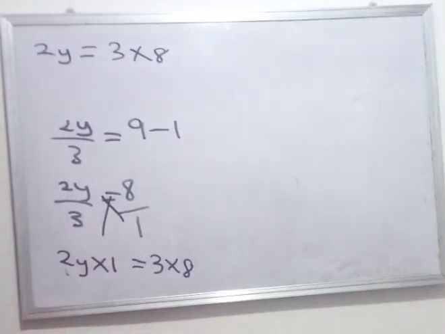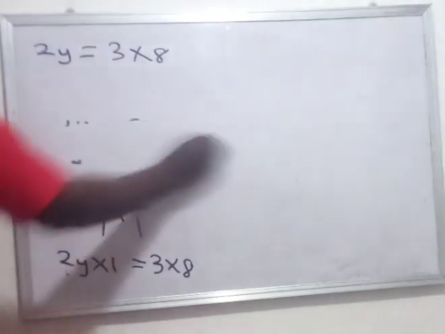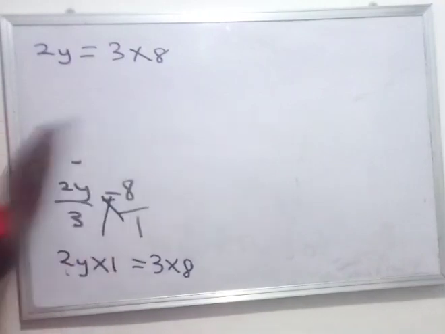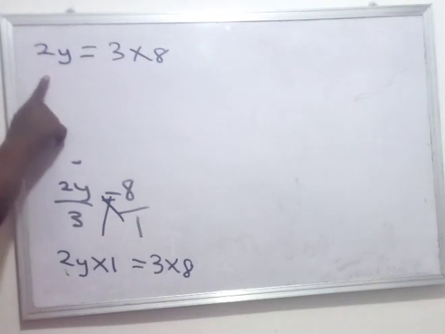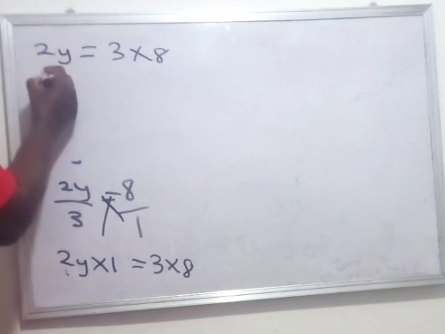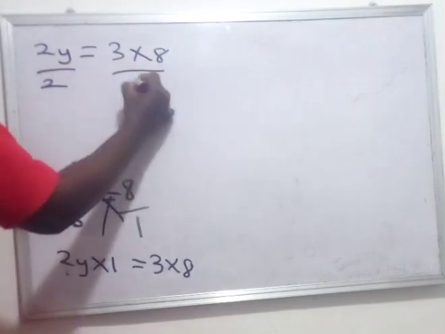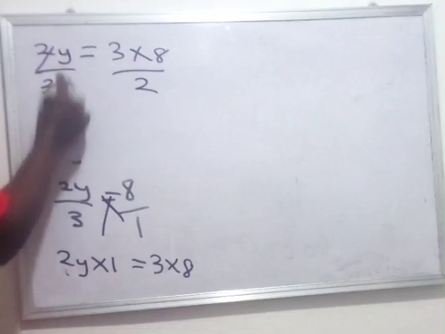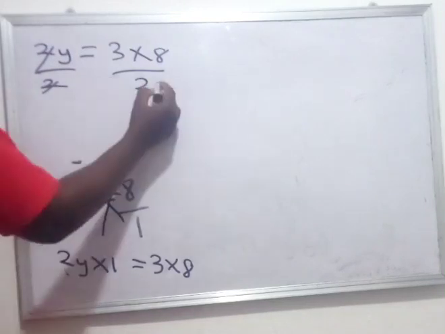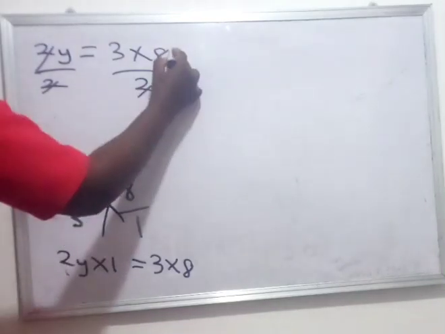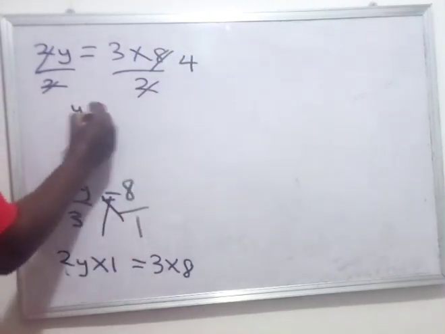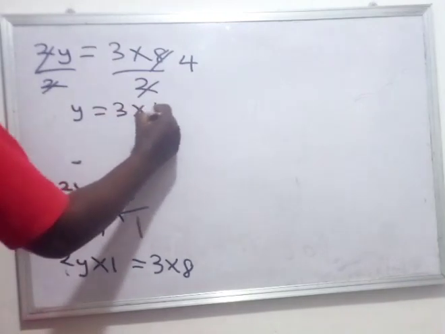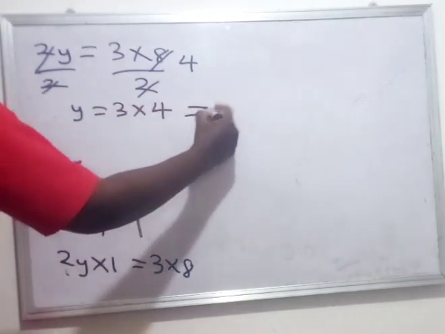For us to get y to stand on its own, we will need to divide both sides by the coefficient of y, which is 2. This is what is making y not to stand on its own. So we take it out by dividing both sides by 2. So 2 divided by 2, that becomes 1. And then 8 divided by 2 here, we are left with 4. So our y becomes 3 multiplied by 4, which is equal to 12.